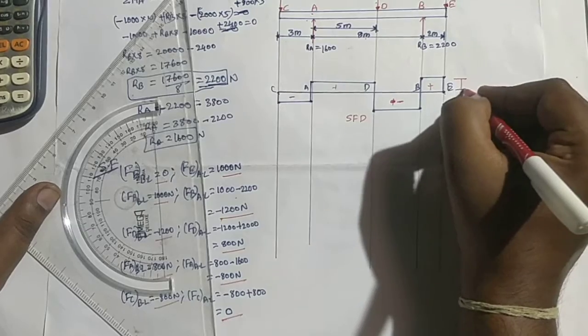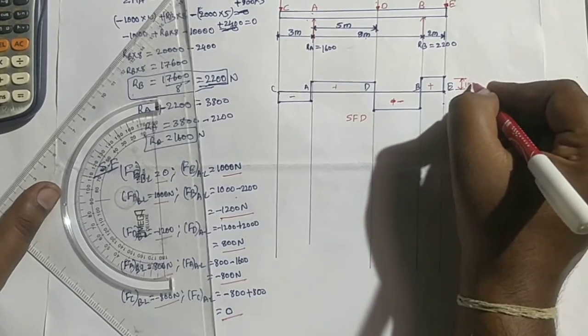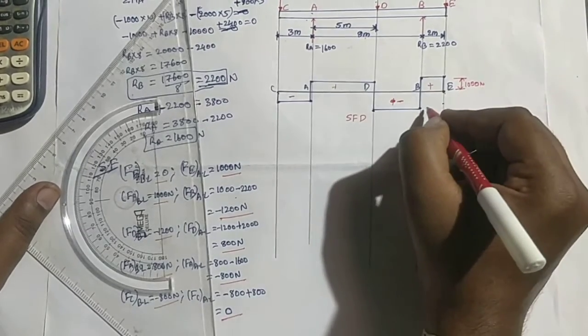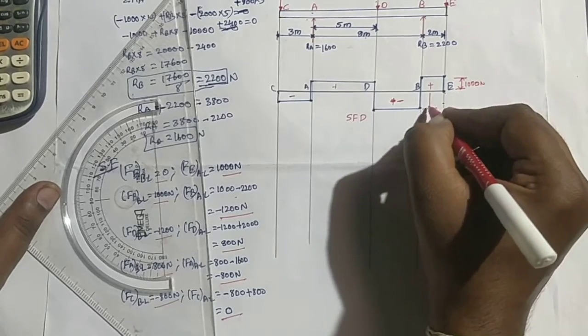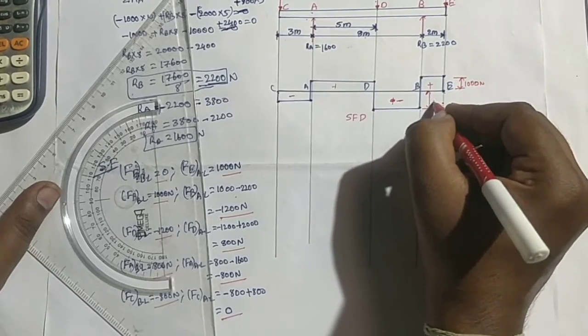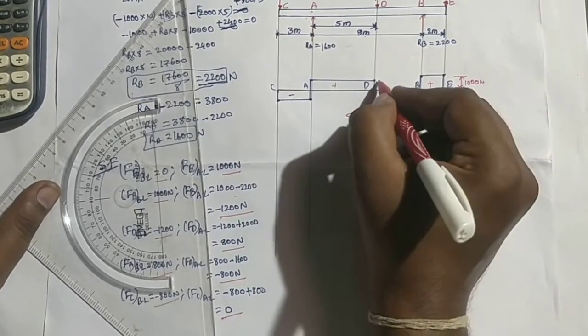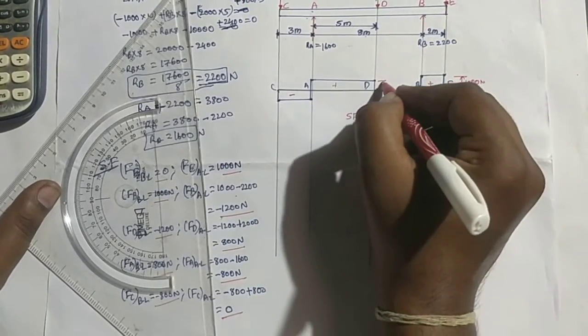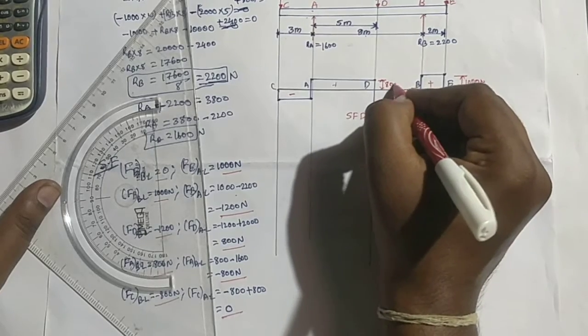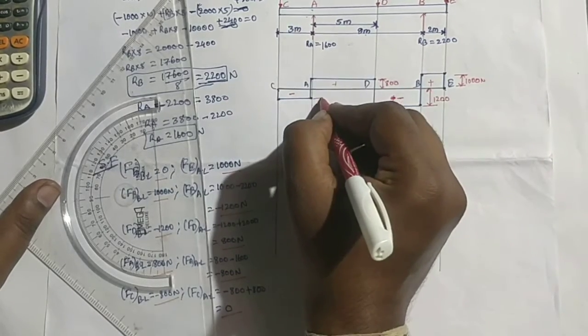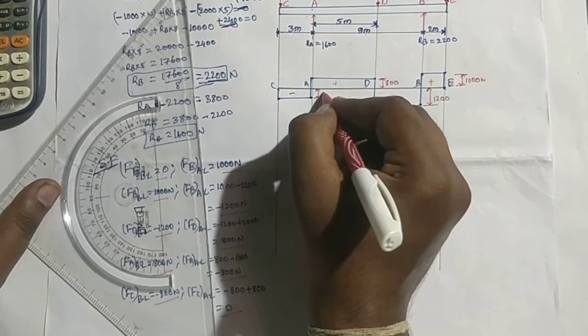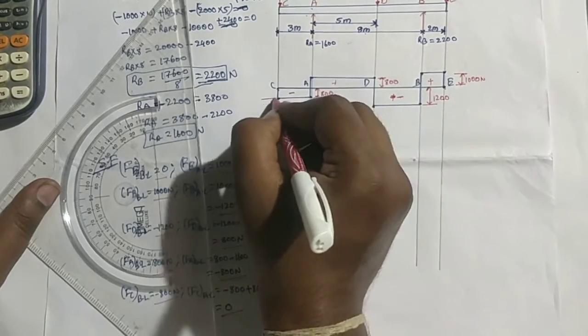Here from this point to this point is 1000 newtons. Next, at this point is 1200. Next, this one is the same, and this one is 800, and this one is the same 800, and this one is 800.